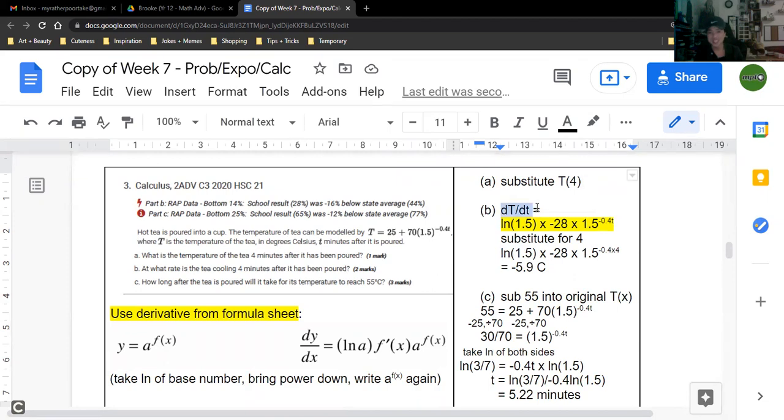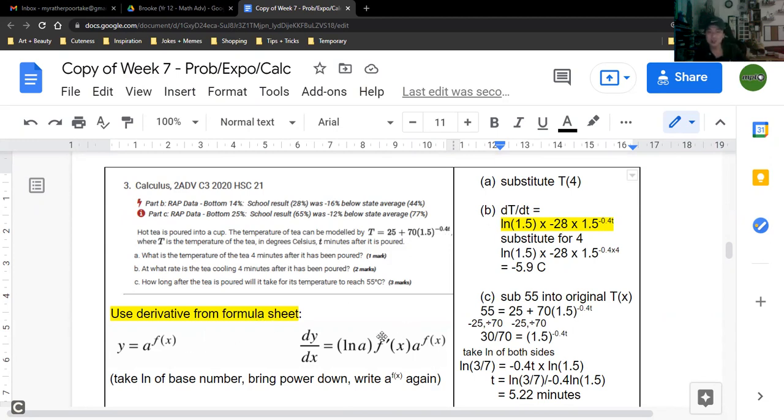So we need dT/dt. That is super gross. Why did they use two different letter t's? The capital T is the temperature and the lowercase t is the time. So you're finding dT/dt, using the rule where it's a to the power of f of x. The f of x here is negative 0.4t. But again, not f of x, we're taking f of t because it's dT/dt.